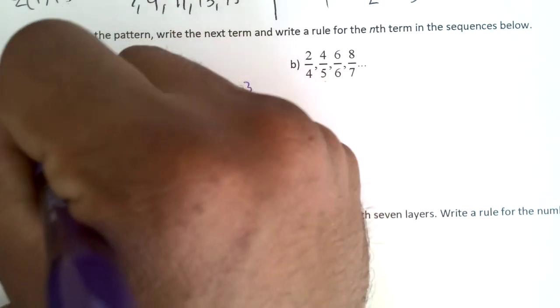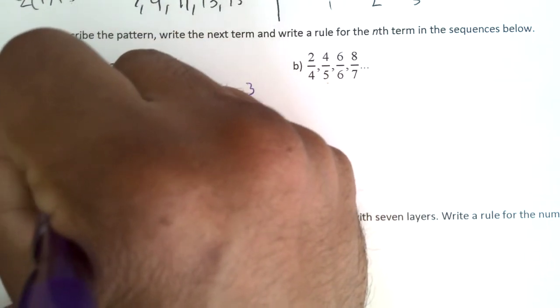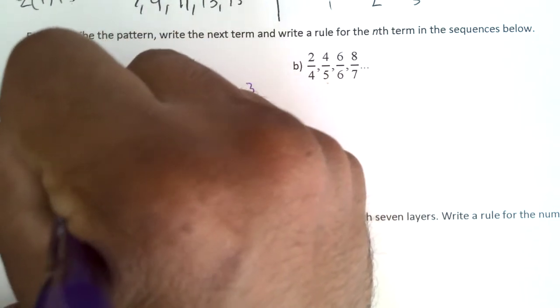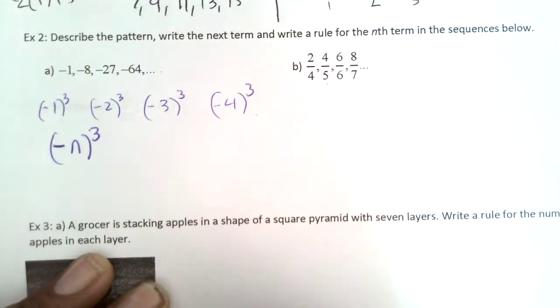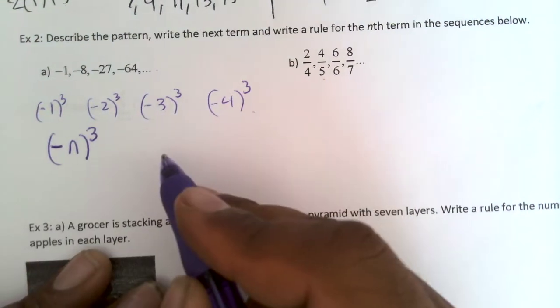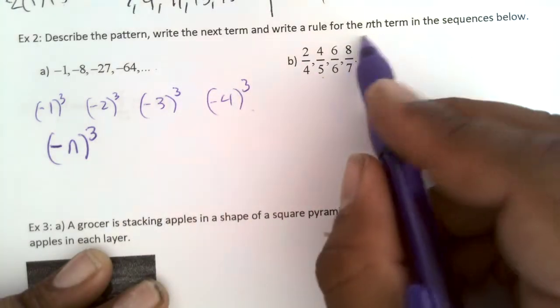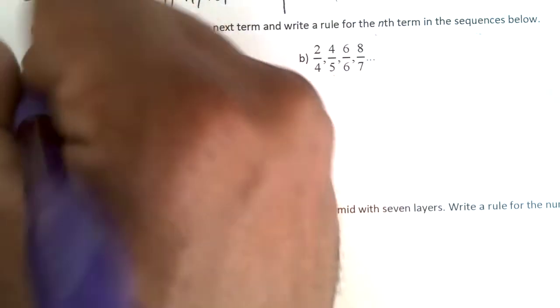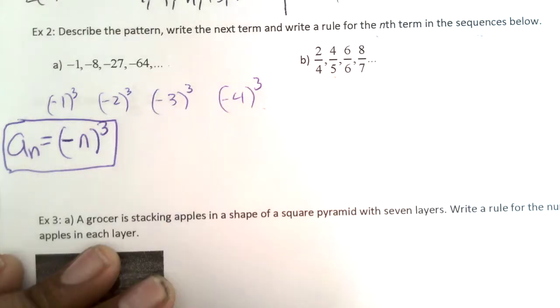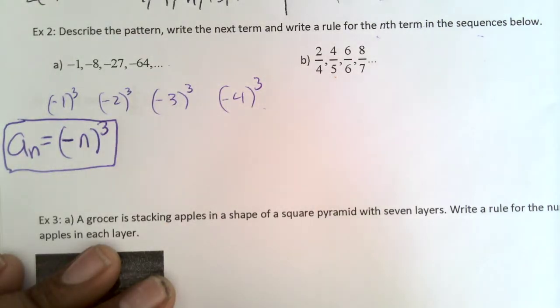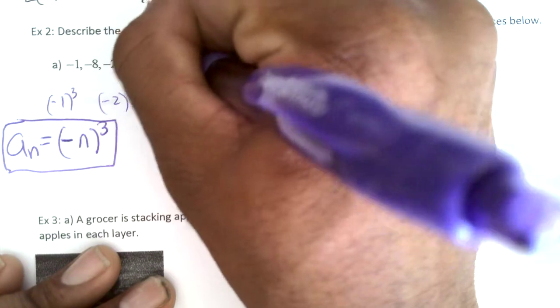So we're going to call this negative n cubed. In this case, it doesn't really matter if I put the negative on the outside or inside. It should be the same. All right, so here's our rule for the nth term. So we'll say a sub n equals this. And it wants the next term. I believe that'd be negative 125.